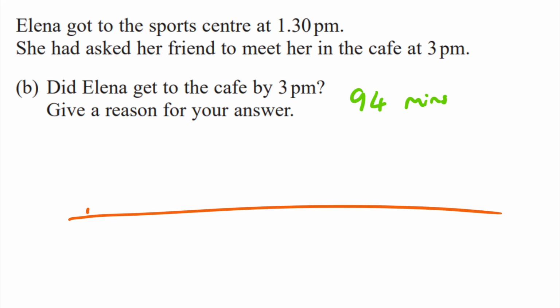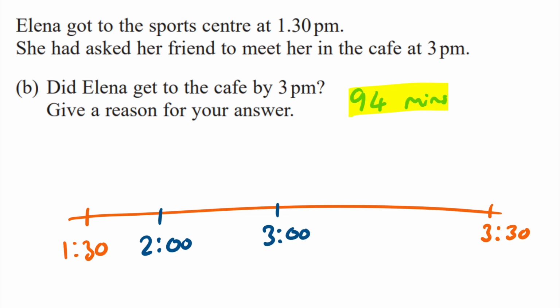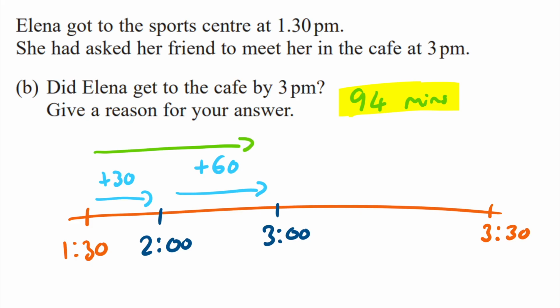So 1:30, and I'm going to do a timeline in this case. So 1:30 is then here. And then she leaves at 3:30, and then I'm going to put a few of the other times on, which is then 2 o'clock, and then 3 o'clock. We need to add 94 minutes on, and when we add 30 minutes, we then get to that next hour. So from 1:30 to 2, that's 30 minutes. Add another 60 minutes, which then gets us to 3 o'clock, and in total now, this is plus 90.